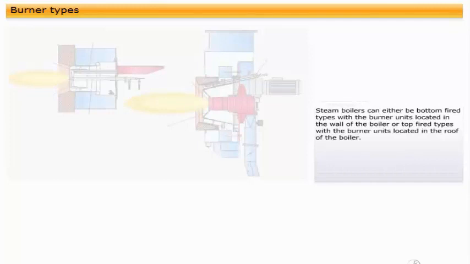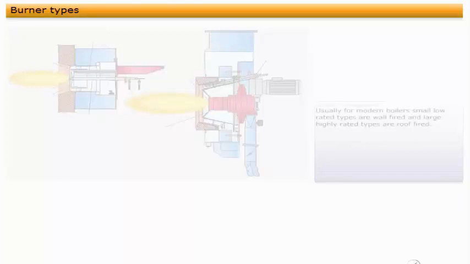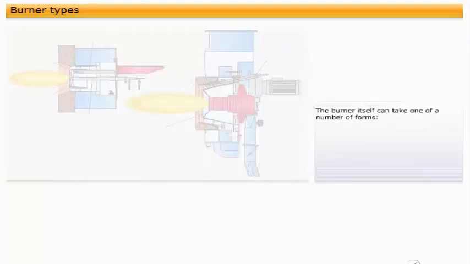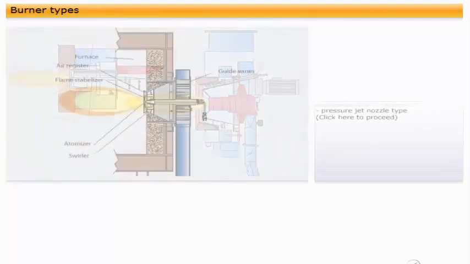Steam boilers can either be bottom-fired types with the burner units located in the wall of the boiler, or top-fired types with the burner units located in the roof of the boiler. Usually for modern boilers, small low-rated types are wall-fired, and large highly rated types are roof-fired. The burner itself can take one of a number of forms. Pressure jet nozzle type.